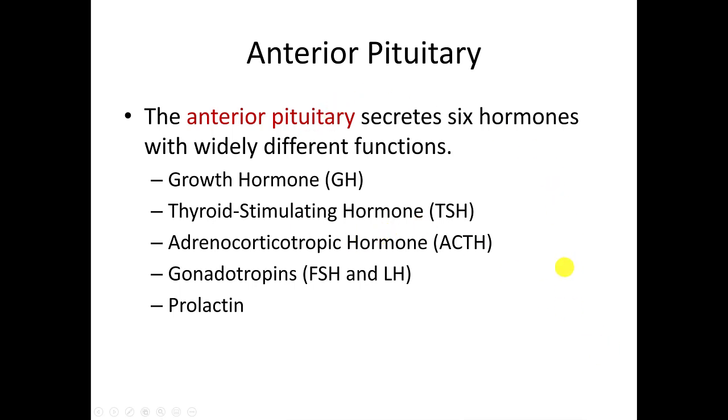So let's walk through the anterior pituitary and the 6 hormones that are released from that portion of the gland. So we're going to talk about the growth hormone and what it does. We'll talk about the thyroid-stimulating hormone, the adrenocorticotropic hormone, gonadotropins, and finally we'll talk about prolactin.